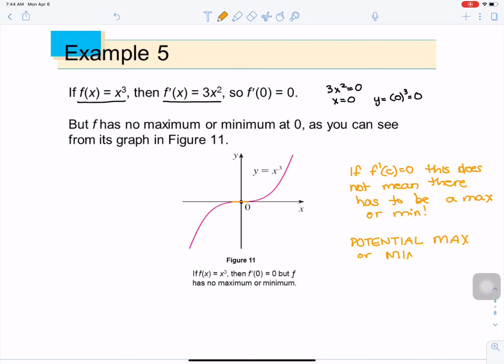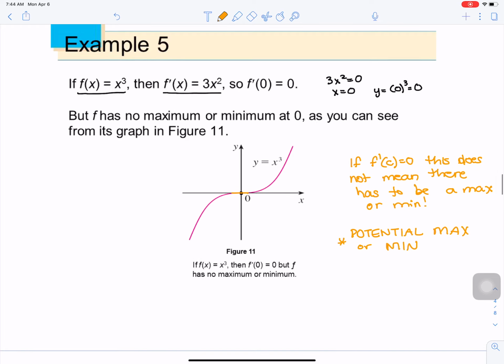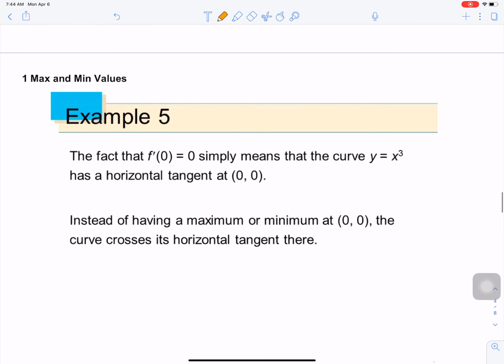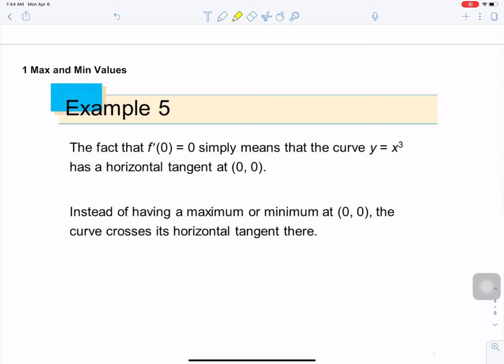So this is a big idea to keep in mind. Just because I have a derivative equaling 0 at some point doesn't automatically guarantee that is going to be a max or min. It's just a potential place where there will be a max or min. Okay, so in this specific example, just because we got that point where the derivative is 0 just means that there's a horizontal tangent at (0, 0). That may not be important, but it's just a characteristic of that cubic function.